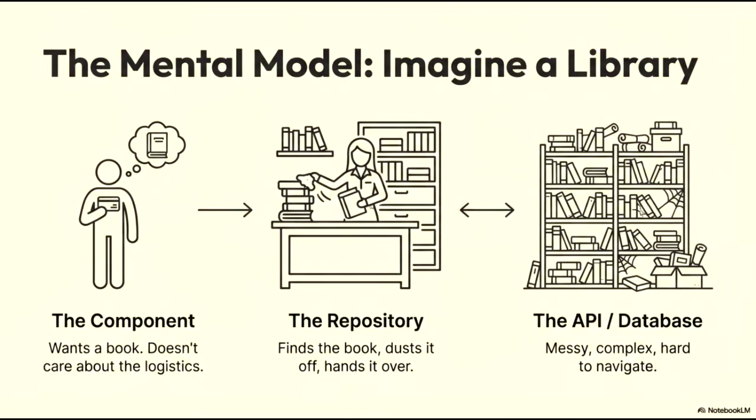Finally, we have the API, or database, which represents the library's backend stacks. This area can be messy, complex, and difficult to navigate, containing raw data and intricate relationships. By using the repository pattern, we shield the component from this complexity, ensuring a clean and efficient separation of concerns.